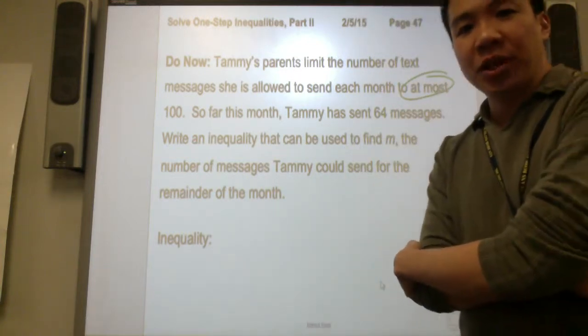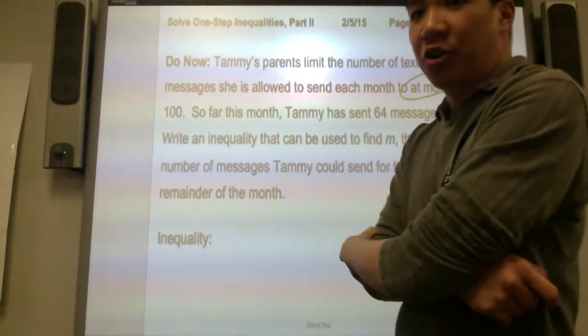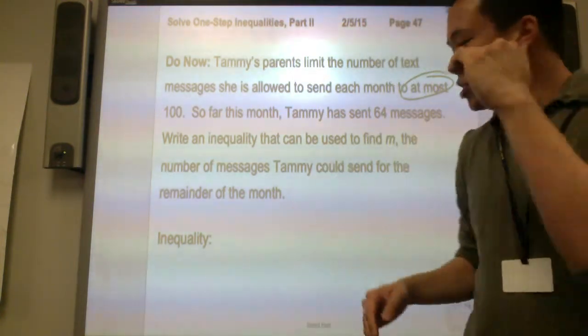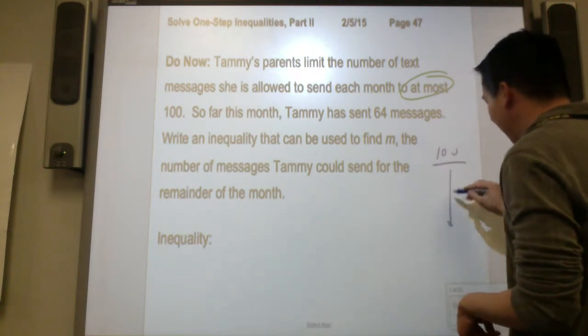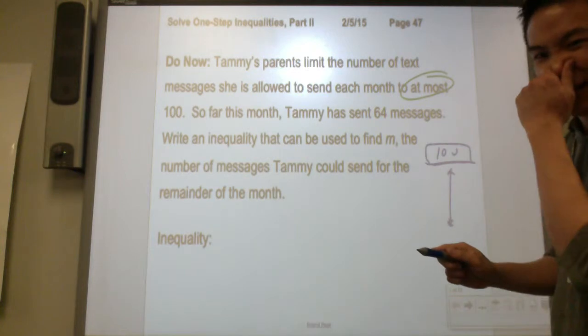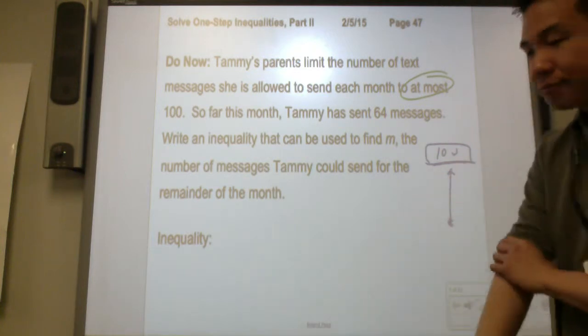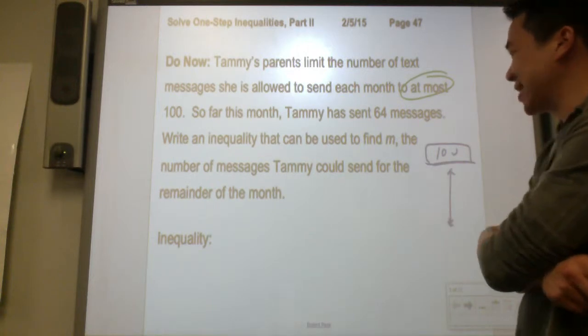So Tammy's parent limited the number of text messages she is allowed to send each month to at most 100. That means 100 is the top part. She cannot send any more than 100. It stops at this ceiling. So far this month, Tammy has sent 64 messages.